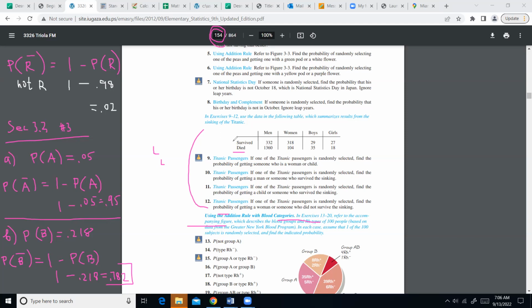Looks like there are some survived people and some people that actually died. And if they're talking about probabilities, we need to know the fractions, right? So if I need to get a probability, I must get the total number of these passengers. So let me find the totals for all of these. So I'm going to be adding these numbers together. So I produce totals here.